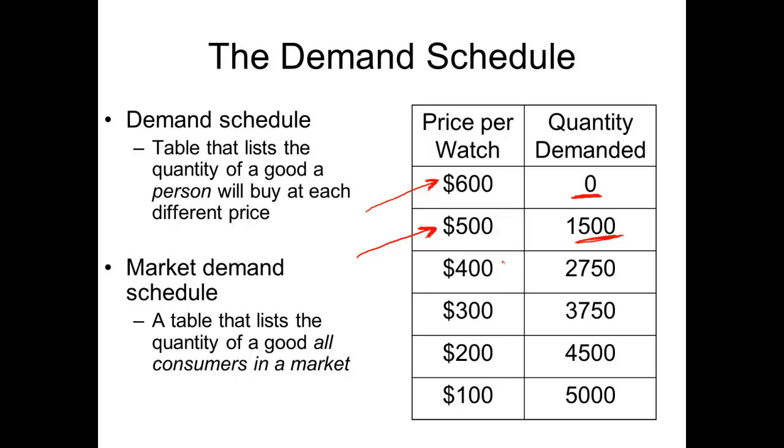And you'll notice that as you lower the price, more and more people want that watch. So if you lower it to $100, 5,000 people will buy that watch. So that is, like I said, the law of demand. The cheaper things get, the more consumers want them. The more expensive they are, the less they want them.